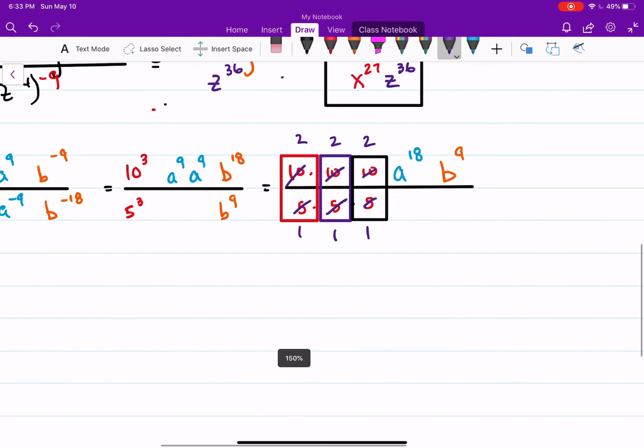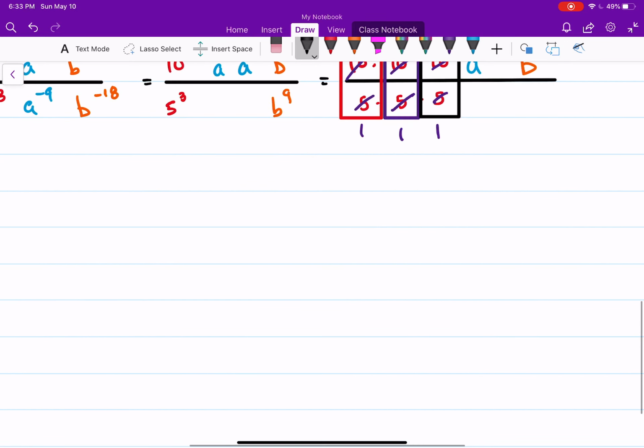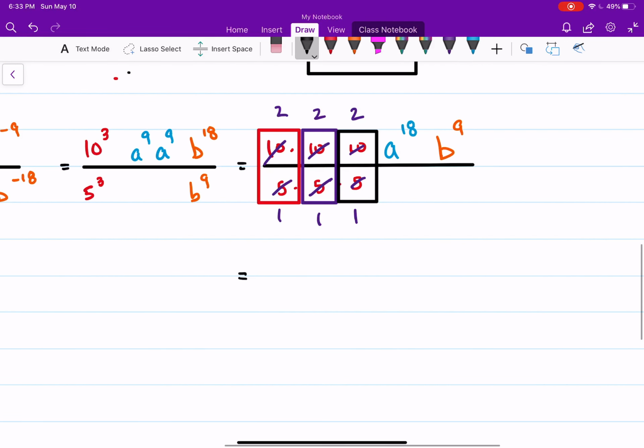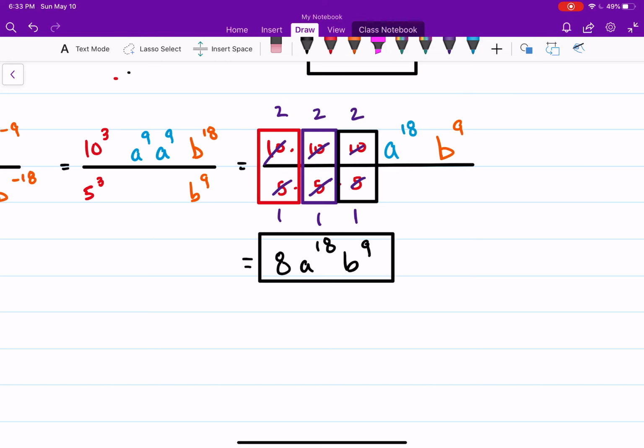Let me see where I am. Okay, so what I want to do is say, okay, so this is equal to 8, because 2 times 2 times 2 is 8. A to the 18th, B to the 9th. And there's only 1 left on the bottom, so I really don't need the denominator at all. So I can just say it's equal to that and box my answer there, and there I go.